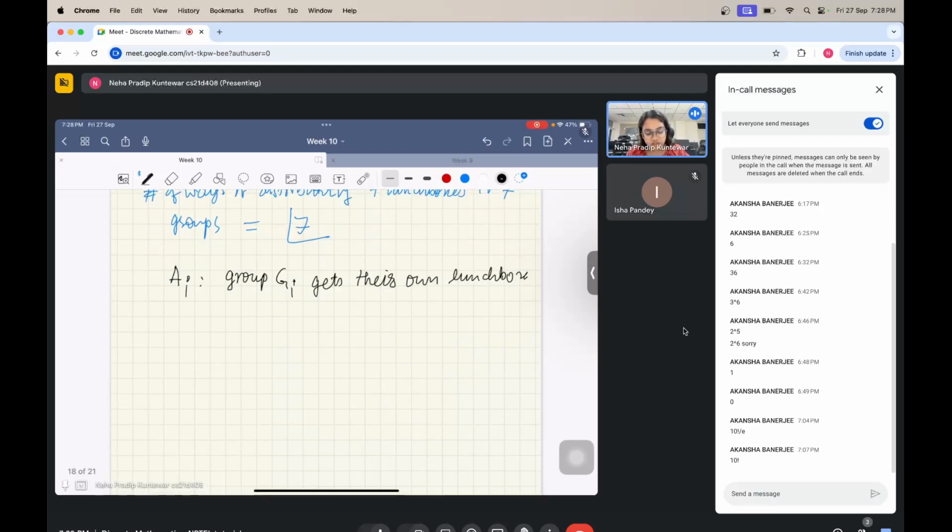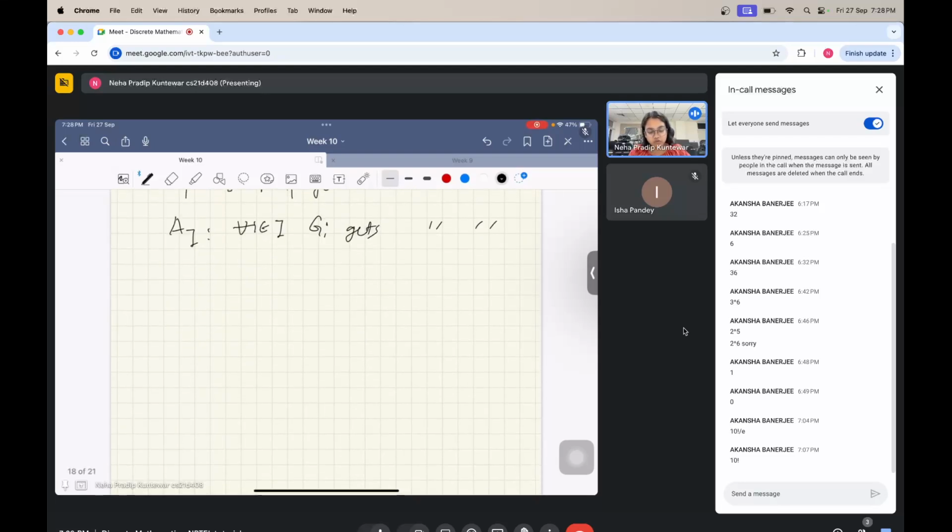And similarly, you can define AI to be the event where for all groups I in I, GI in I, or for all I in I, GI gets their own lunchbox. And what you will do is you will again use the by PIE.